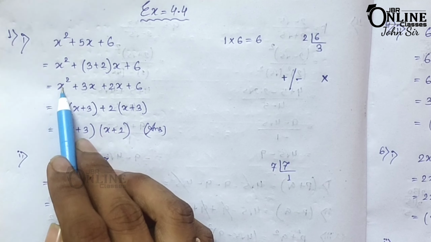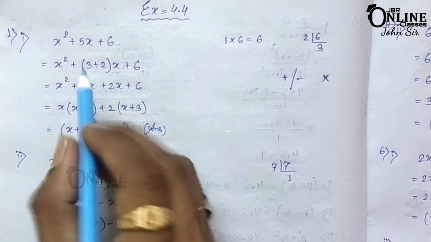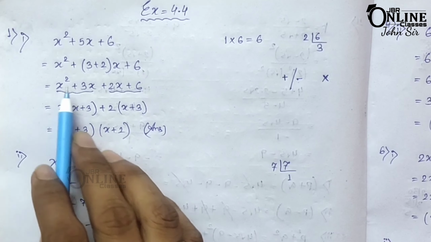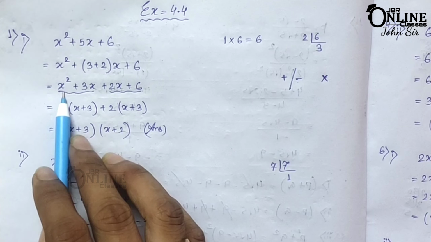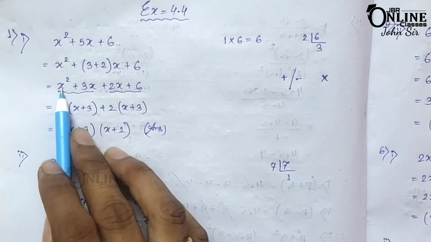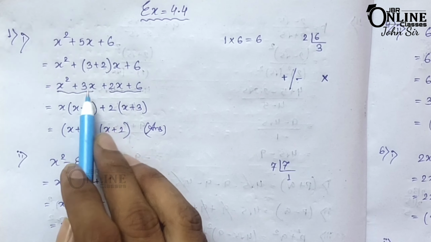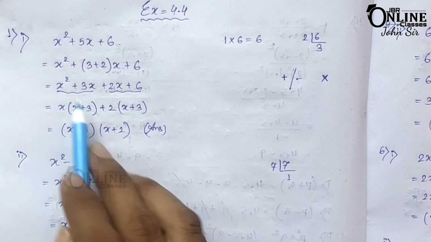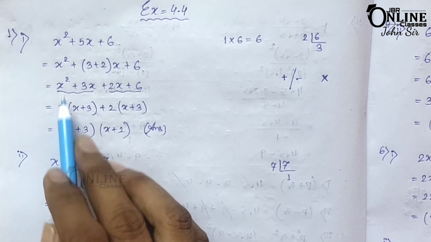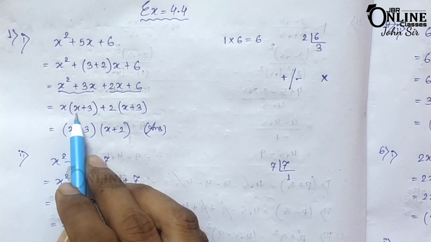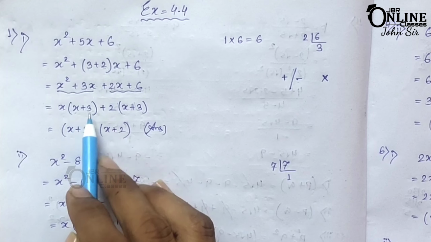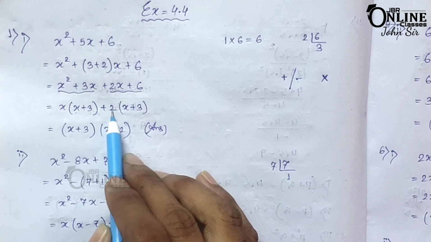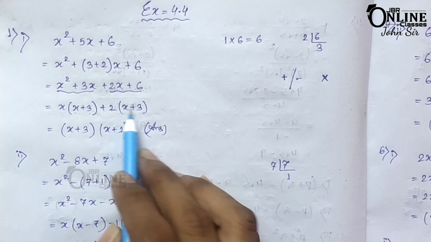Now you have four terms: 1, 2, 3, 4. Just pair the first two terms and the second two terms. From the first two terms the common term is x. Whenever you take x common from the first two terms, the remaining will be x plus 3. As from x square, x remains, and from 3x, 3 remains. Now for the next two terms, the common term is 2, and whenever we take 2 common, it becomes x plus 3.